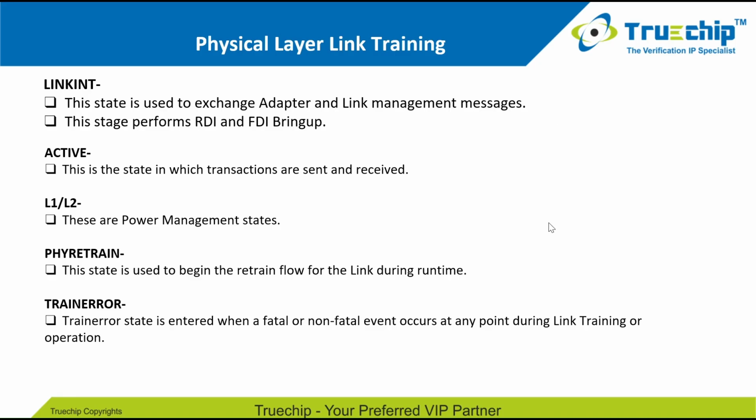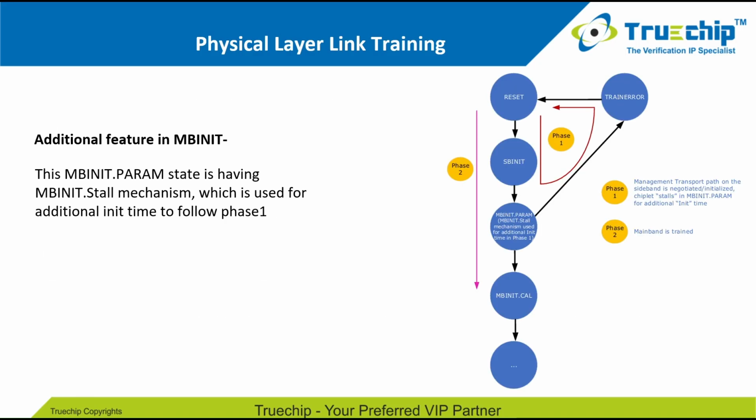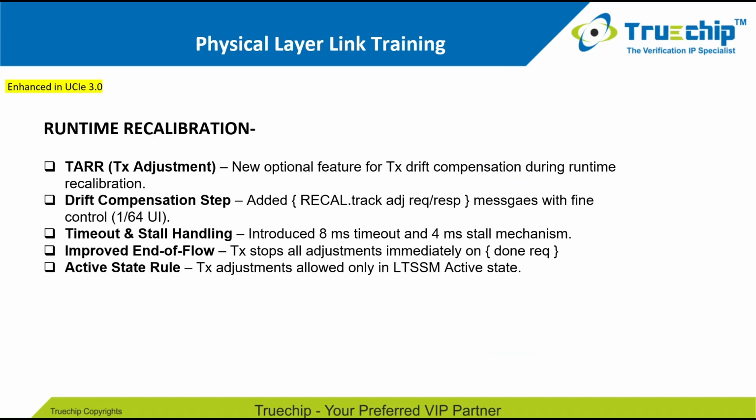Now importantly, UCIe 3.0 introduces key enhancements here. The MB init stall. A new mechanism, mbinit stall, is added in the mbinit param state. This state is used to provide additional init time for the management transport path to be negotiated before the main link training continues. And the runtime recalibration also.